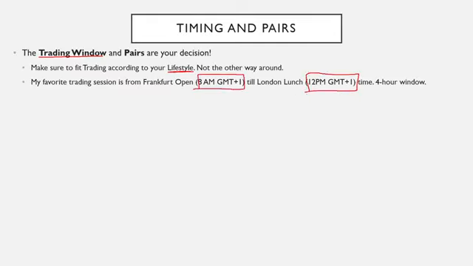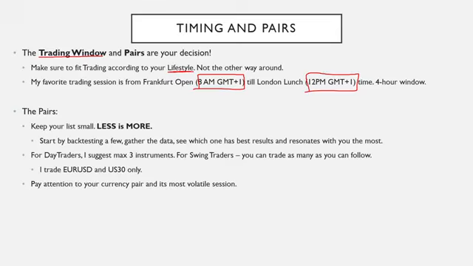GMT +1. That's 4 hours of trading and pretty much that's it, right? I don't usually trade New York. The pairs, keep your list small, right? Less is more. I would recommend you start by backtesting a few pairs, gather the data, see which one works best for you, what resonates with you the most, and then make an informed decision.